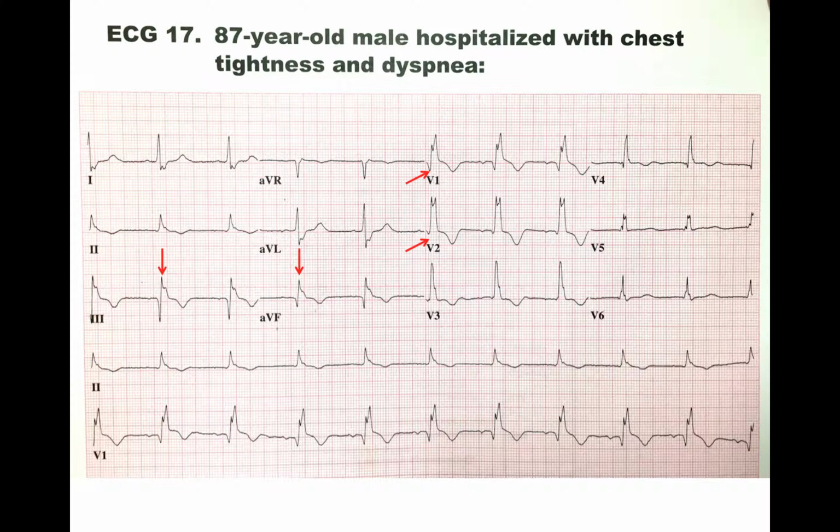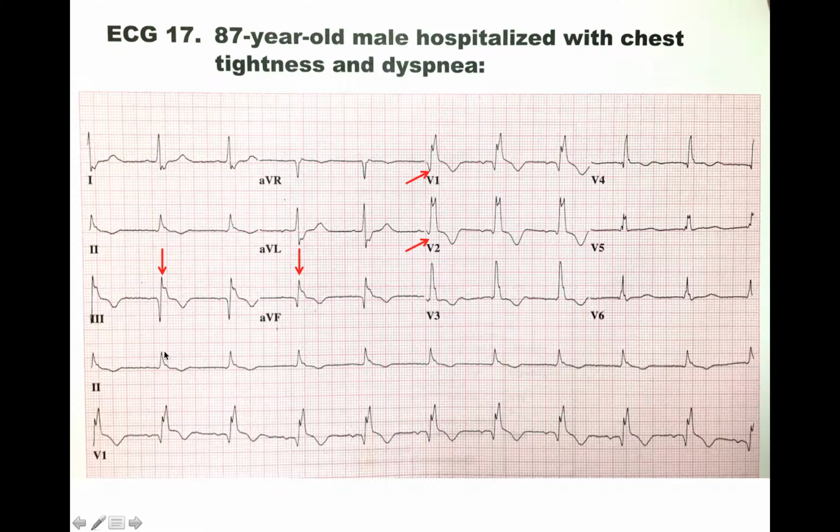Today I'm going to talk to you about an 87-year-old male hospitalized with chest tightness and dyspnea. The very first thing that you want to do in every EKG is to look at the rate. If you look at lead 2, you start off here, that's 300, 150, 100, 75, 60, and 50. So the rate is between 50 and 60. Placing the patient, you consider this patient bradycardic.